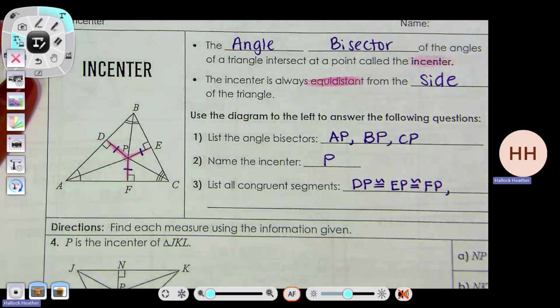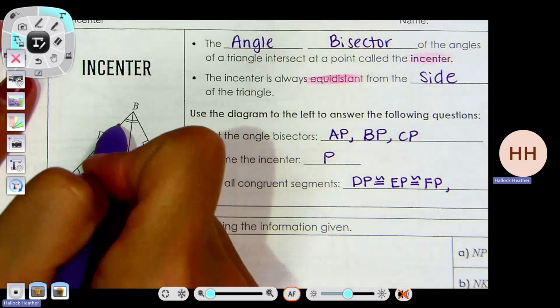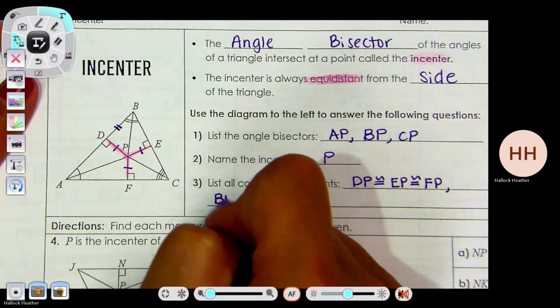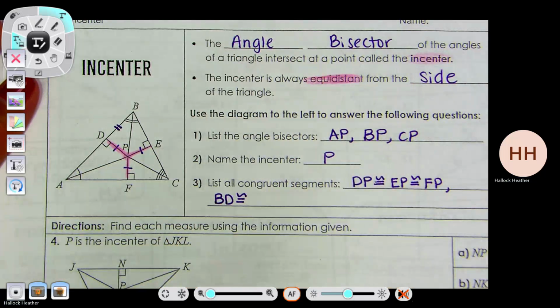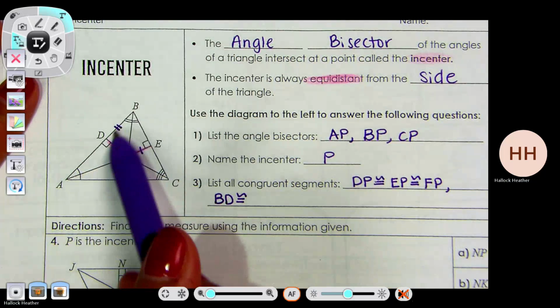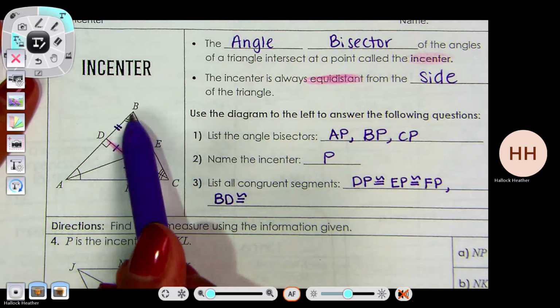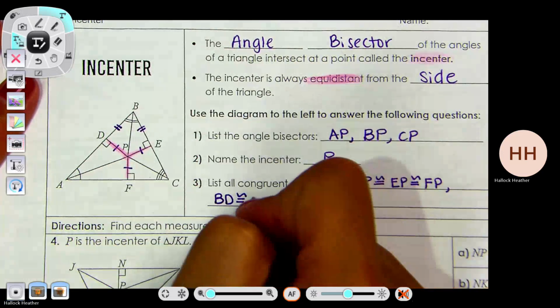We also have other things that we're going to add that are not mentioned on the picture. The first one we're going to do is the smallest triangle at the top because I don't want to put 4 tick marks up here. So I'm going to put 2 tick marks here. BD is congruent to what? Not CF. BE, because they're on the opposite side. So BE.